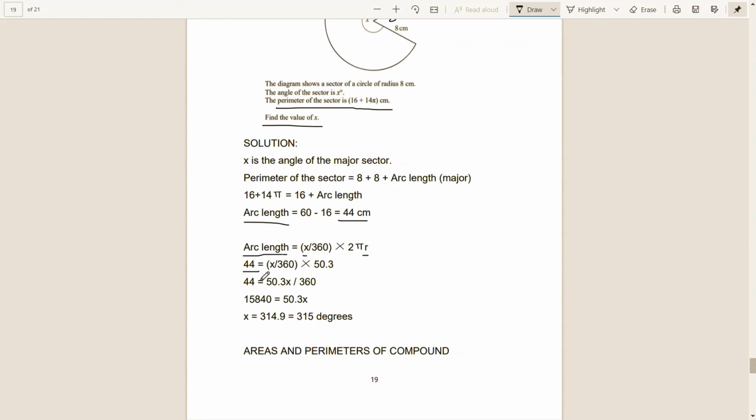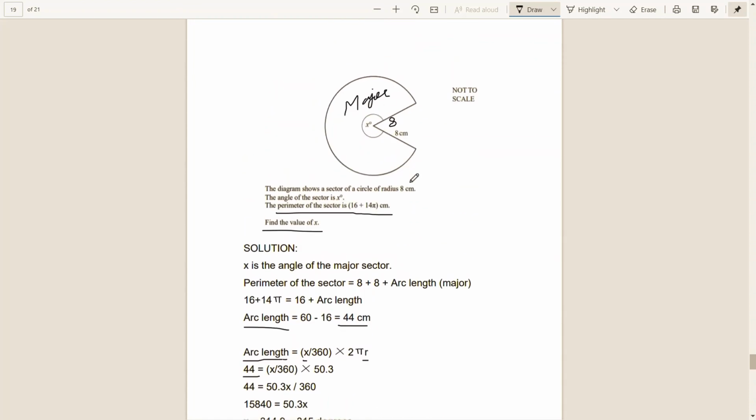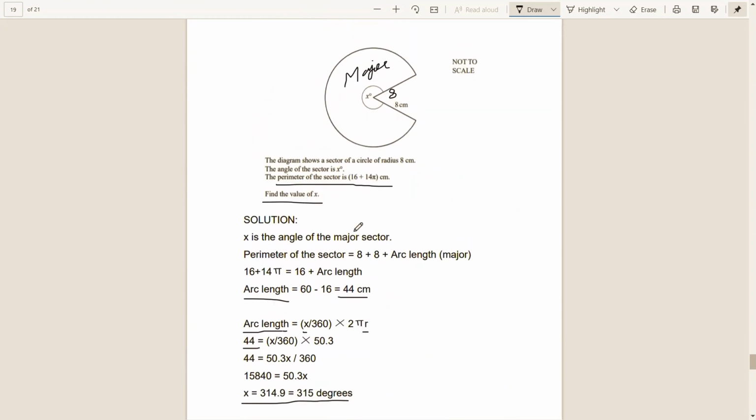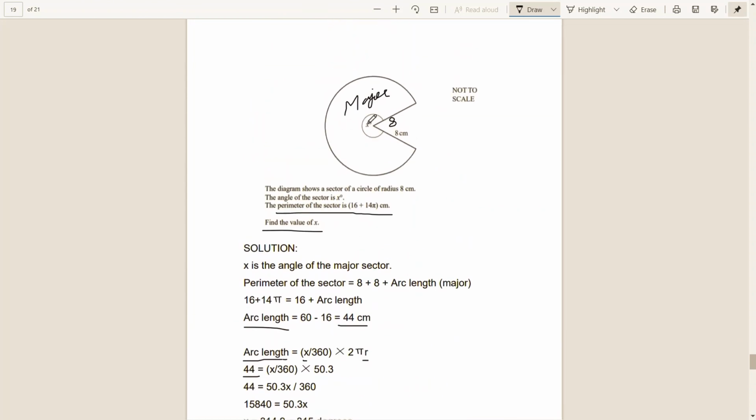Arc length is 44, x over 360 multiplied by 2 pi r. R is 8. We get 50.3. So use linear equations to get x to be 315 degrees. This whole angle is 315. This whole arc is the major arc.